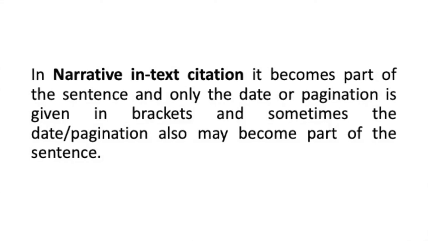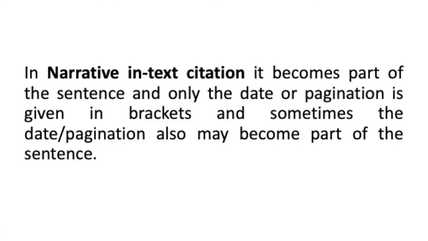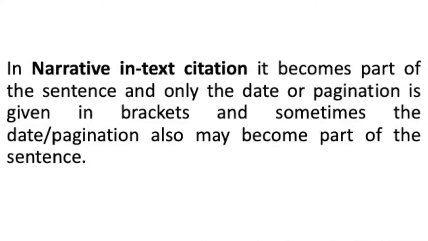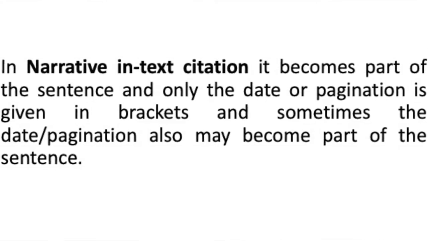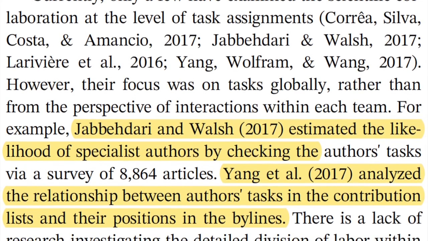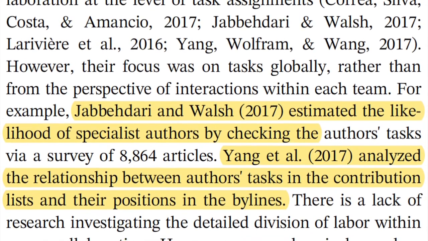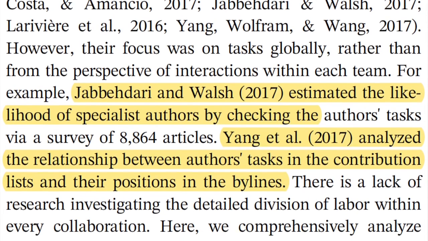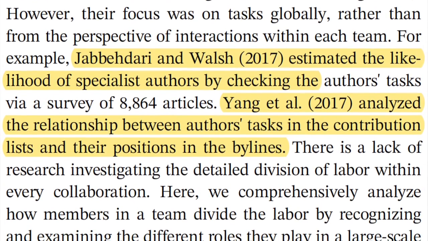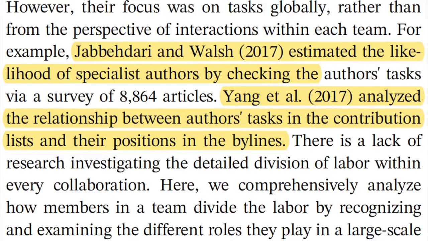In narrative index citation, the citation becomes part of the sentence and only the date or pagination is given in brackets. And very rarely we use it. Sometimes the date and pagination also may become part of the sentence. In this example, look at the highlighted parts. Yang et al. analyzed the relationship between authors' tags in the contribution list and their position in the bylines. See here, the index citation, meaning the name of the author, has become part of the sentence itself. That's why it's called a narrative index citation. Sometimes the year also may become part of the narrative. Then we can omit the parentheses, we can omit the brackets.